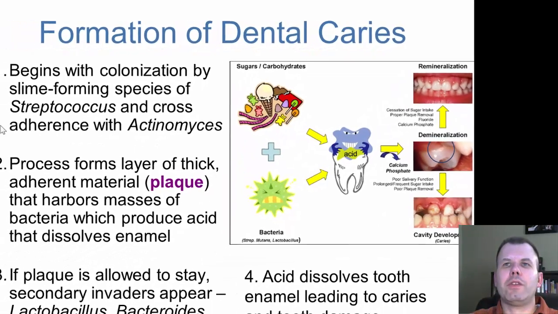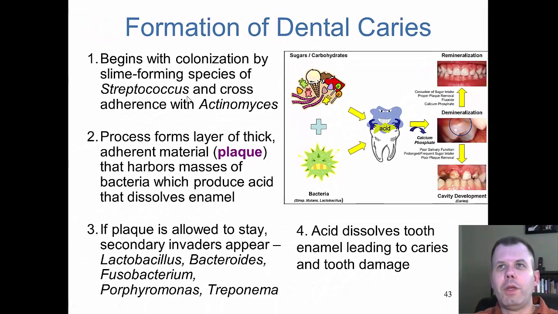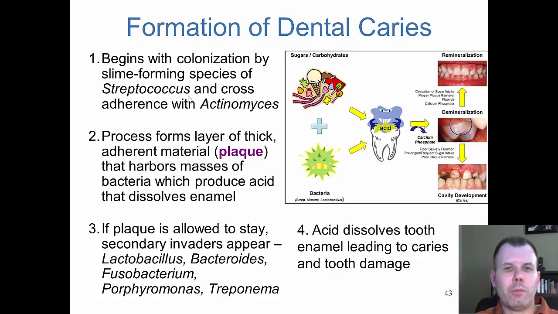Now, what happens in these situations? So again, it begins with the slime-forming species of strep and actinomyces. Both grow and make these wonderful biofilms on your teeth. That's the sliminess that you feel on your teeth. If you don't brush your teeth for a while, you start to form these thicker layers of adherent material known as plaque that harbors masses of bacteria which produce acid that dissolves the enamel. Again, this is the acidification.